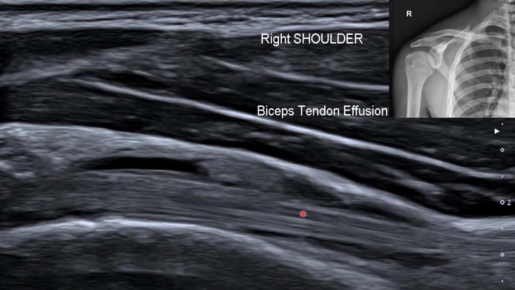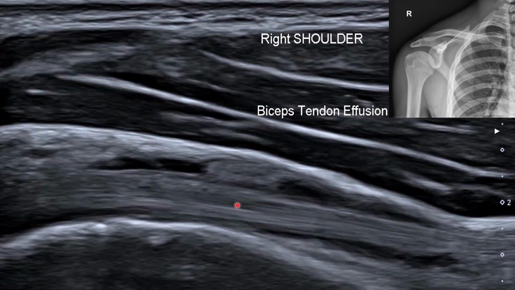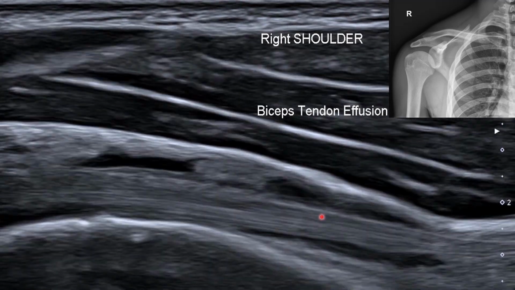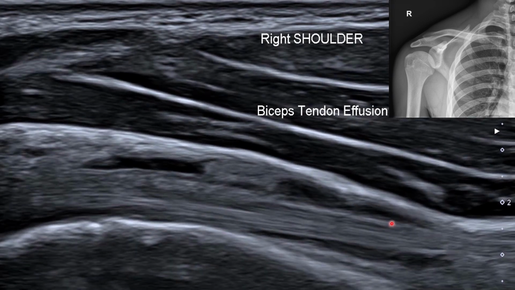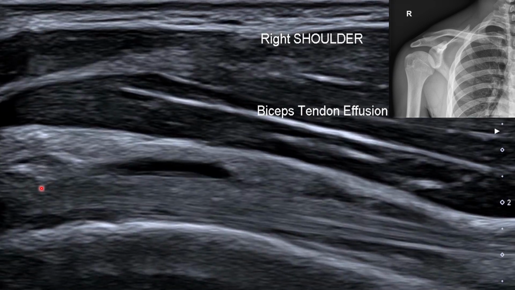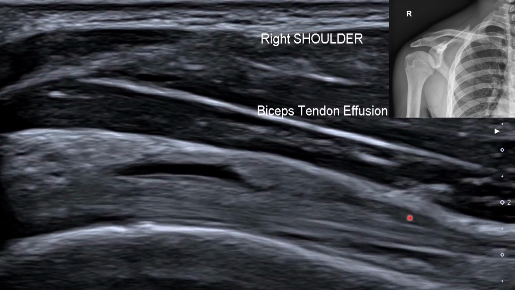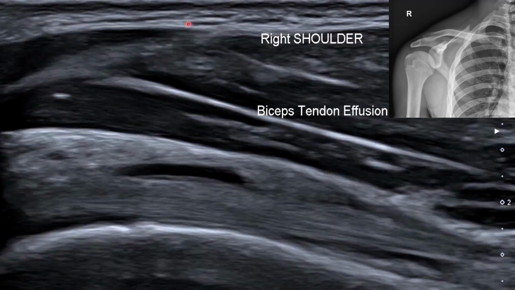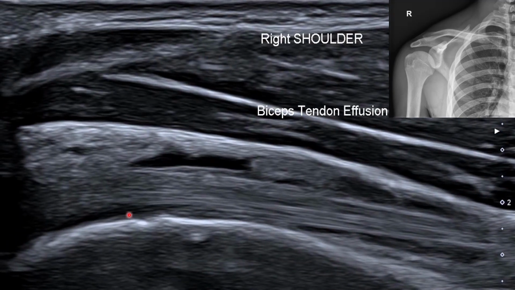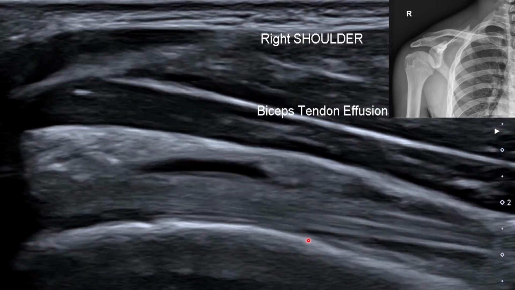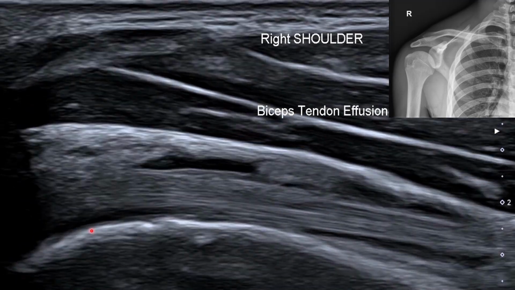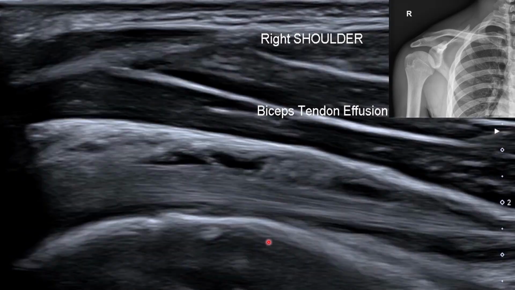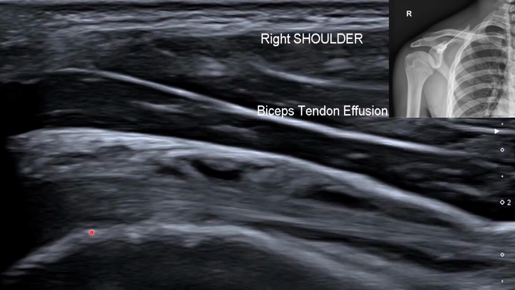So this is the longitudinal section. You have to take the long section as well, like this, to make sure that there is no tear. See, there's no tear there, as you can see. The deltoid muscle appears normal. Look at the contour of the humerus there. It looks very okay, very normal there.